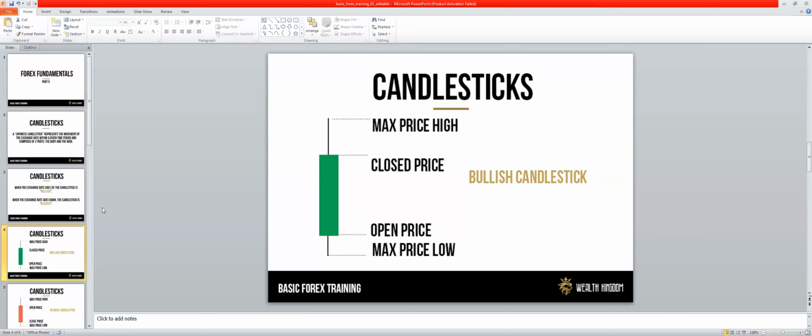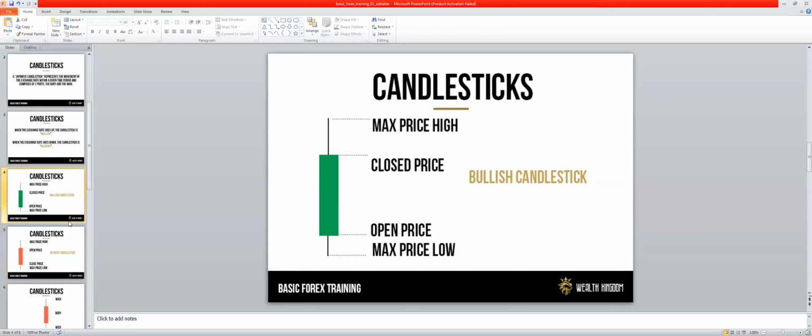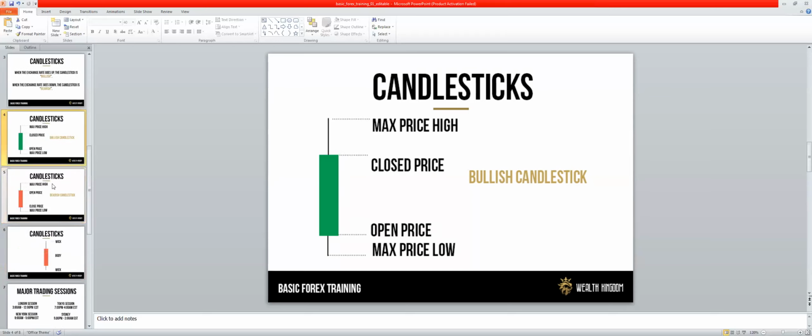All right, so that's a Japanese candlestick, and that's what it represents in terms of a movement of the exchange rate.